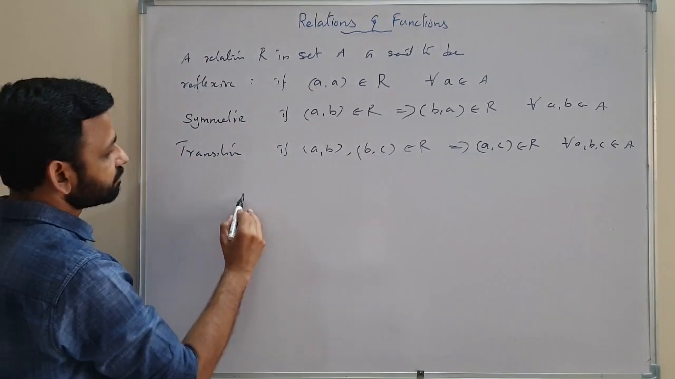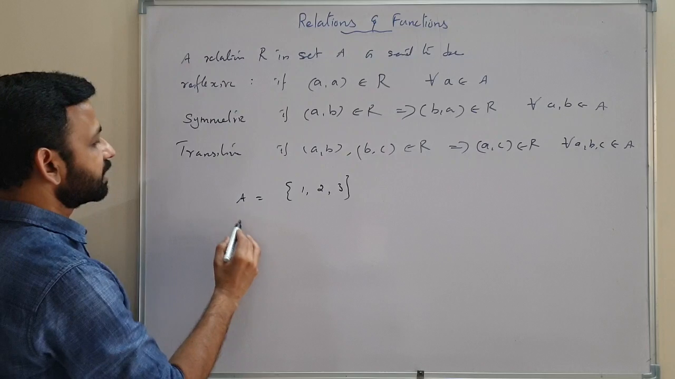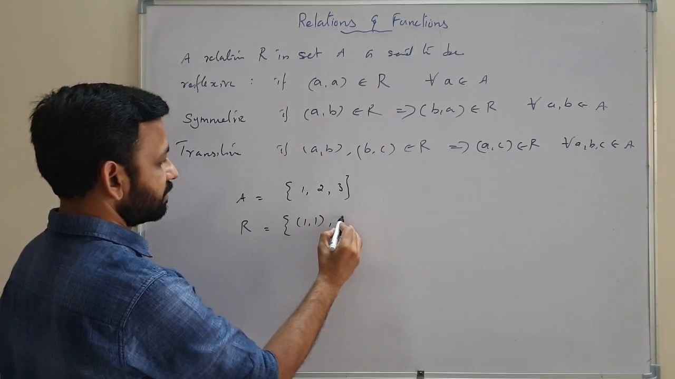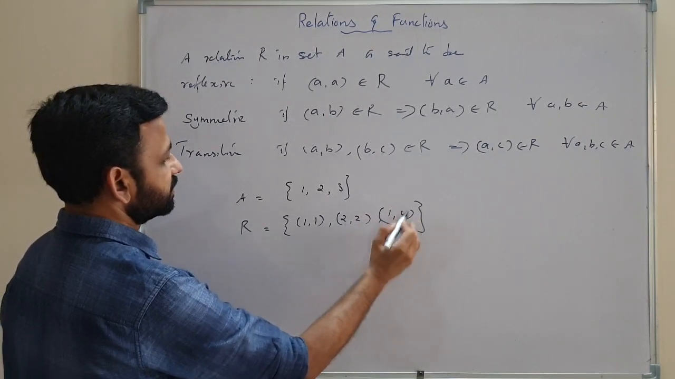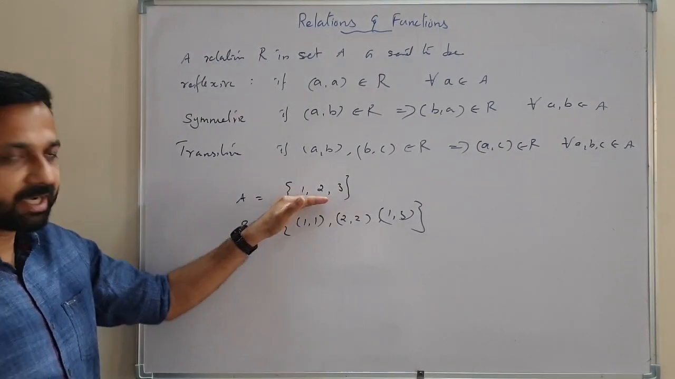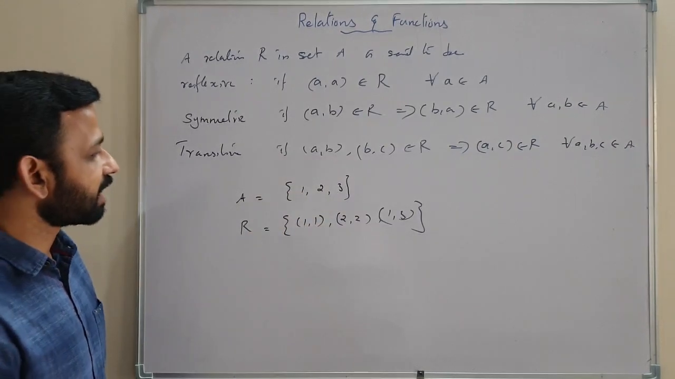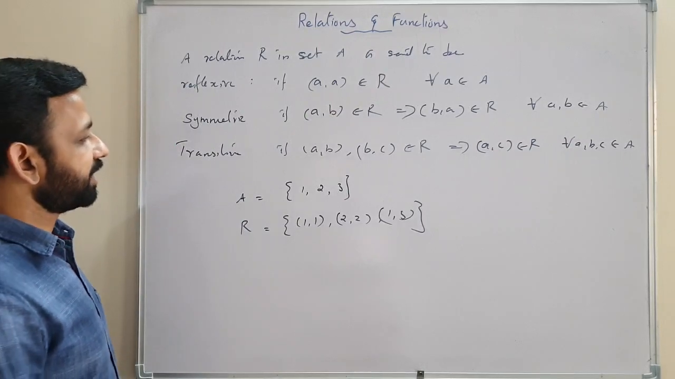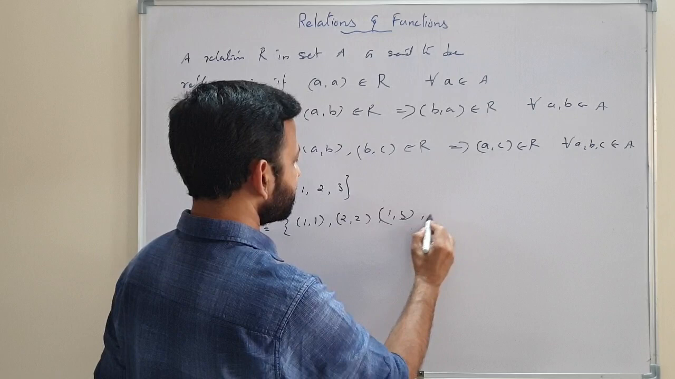Example: A is the set {1, 2, 3}. Then a relation with ordered pairs (1, 1), (2, 2), (1, 3). So this is one relation. This relation is a subset of A cross A, no doubt about it. And here we have to check whether it is reflexive, symmetric, transitive, etc. Here we can write one more element: (1, 1), (1, 2), (2, 1), (3, 3), (3, 1).